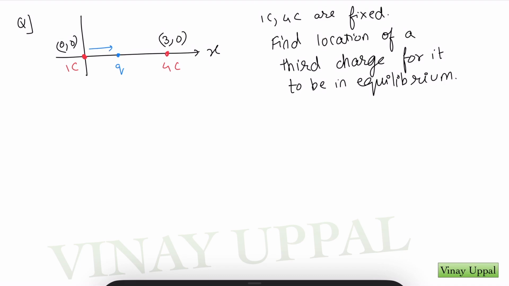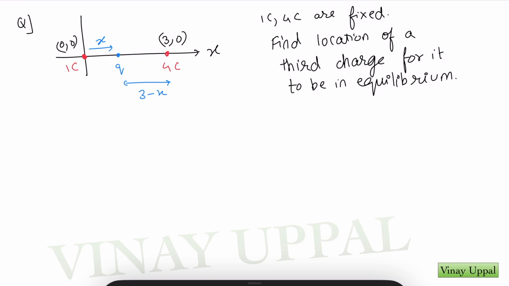So let's say that distance is x. This will be 3 minus x. And what I'll do is I'll just balance out the forces. So if the third charge is positive, then 1 coulomb will repel it and apply a force to the right. 4 coulomb will also repel it and apply a force to the left. So we can just balance out the magnitudes of the forces.